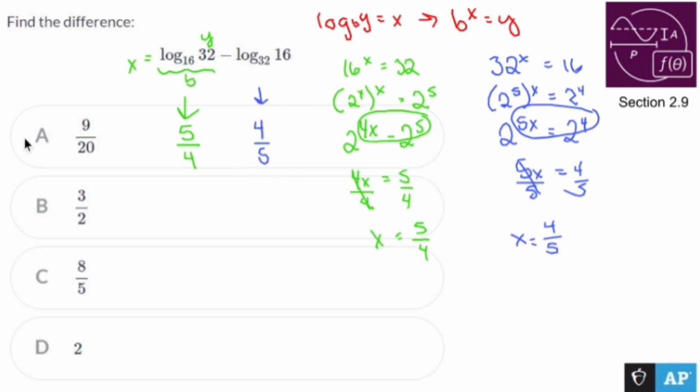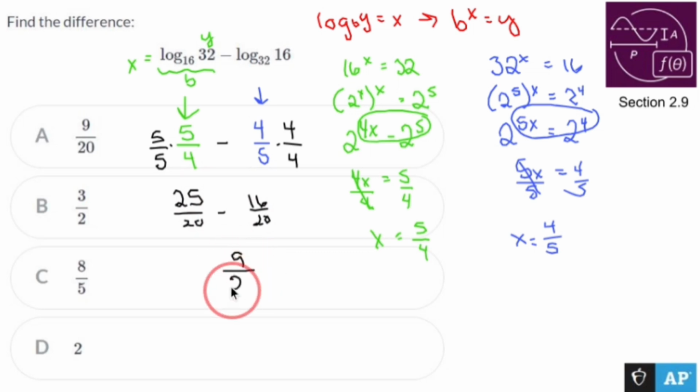So 5/4 minus 4/5. Now, these don't subtract because they're different denominators. So multiply this one by 5 over 5, and multiply this one by 4 over 4. That way we have 20 in the denominator. You get 25 over 20 minus 16 over 20, which simplifies to 9 over 20. Wacky problem, but we did it.